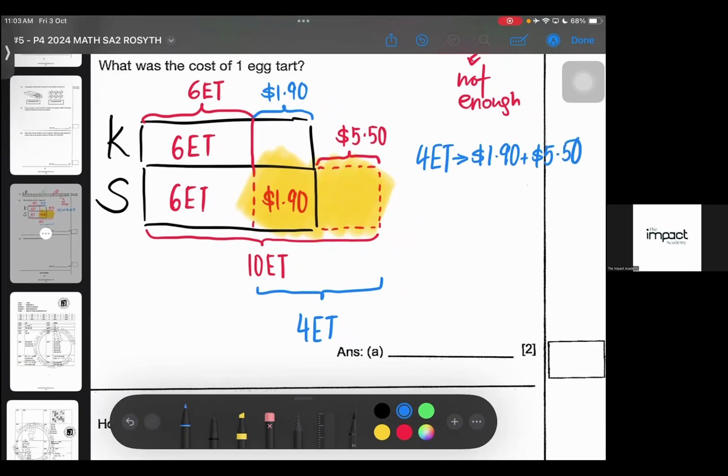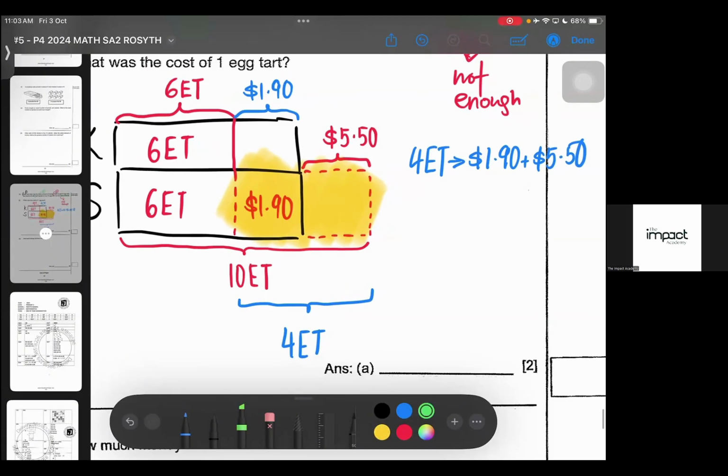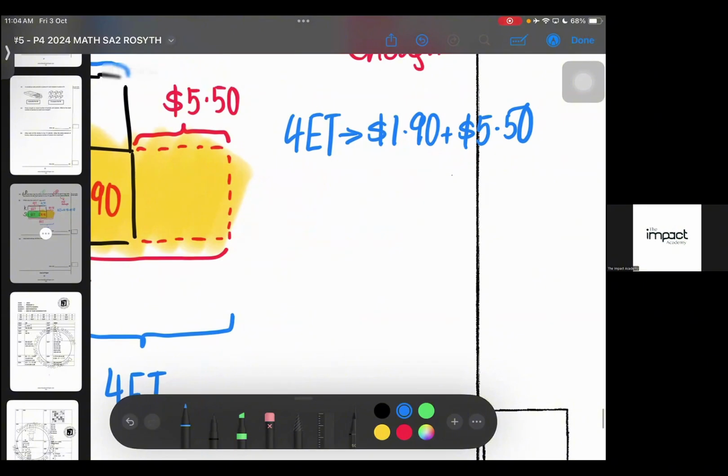Now from here, why is it 4 ET? Because if this is 6 ET, then the other side must be 4 ET. Am I making sense? Very good, 6 plus 4 is 10. So 4 ET is going to be how much? First person to calculate this for me. Yes, $7.40. Very good. Somebody's on a streak.